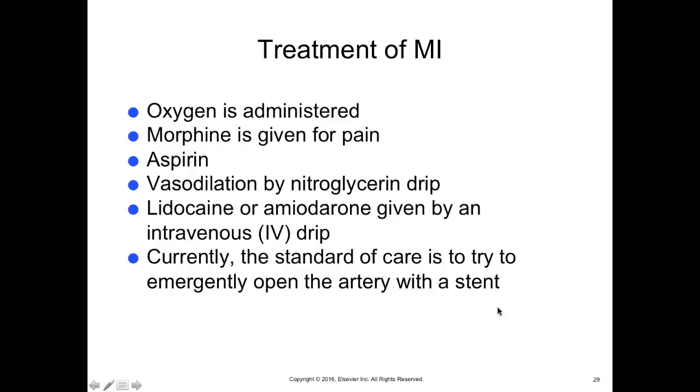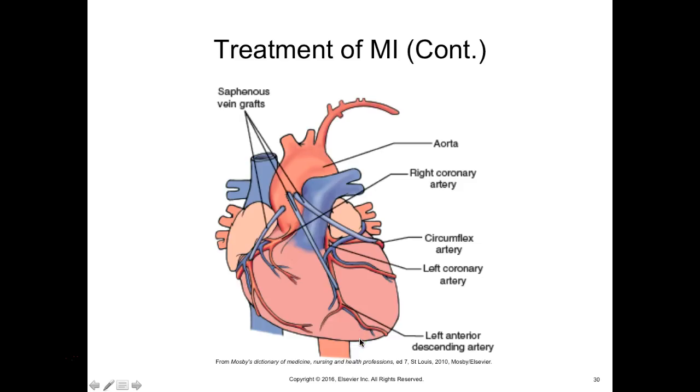So treatment for an MI is oxygen, morphine for pain, aspirin, vasodilation, so they give them nitroglycerin, which causes the vessel lumen size to increase, lidocaine, and then the standard of care is to try to emergently open the artery with a stent. Like I showed you, they use the balloon, and they put a little cage on it and open it up. And then here is showing you some of the graphs again.